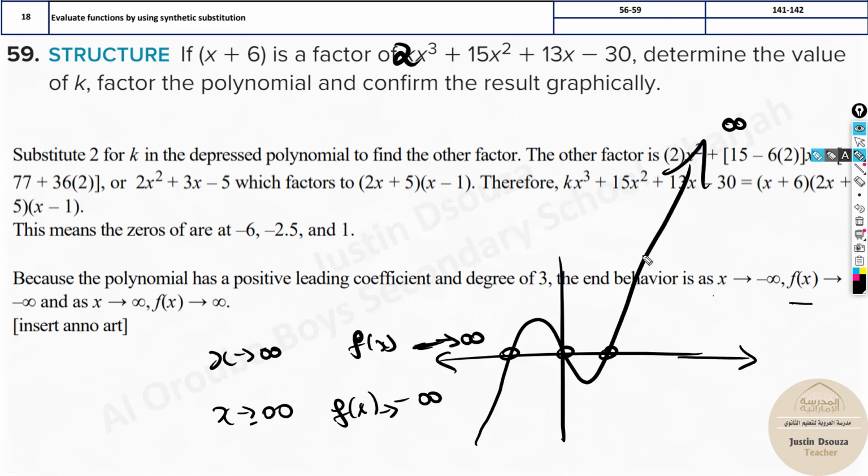One solution must be this. I'll just erase this one. Let me draw some line over here. This must be minus 6, minus 2.5, and lastly 1. Okay, these are the solutions. Just draw some cubic graph, positive. So right side goes up, left side goes down. That's it. You can write the end behavior then.